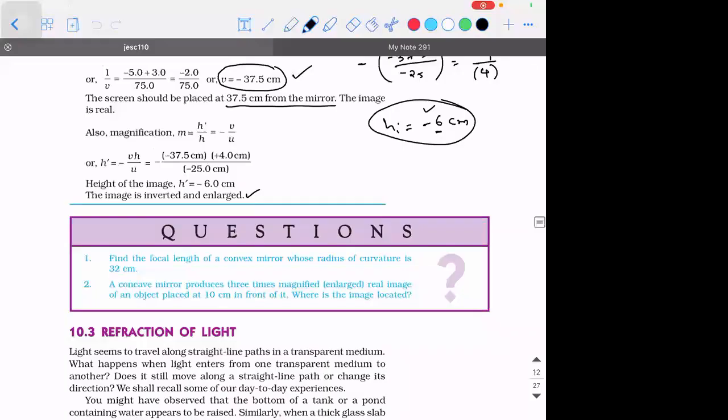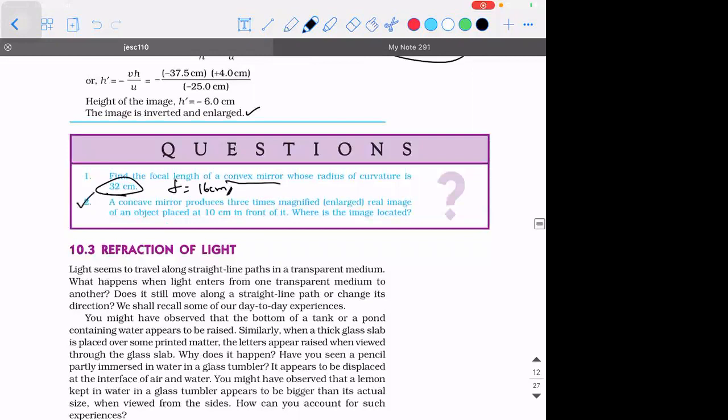We'll proceed. Next is, find the focal length of a convex mirror whose radius of curvature is 32 centimeter. Answer: 16 centimeter, right? It's very simple. Next, second, there is a concave mirror which produces 3 times magnified real image of an object placed at 10 centimeter in front of it. Where is the image located?